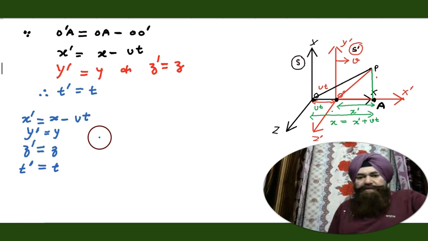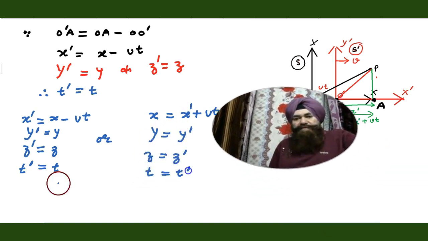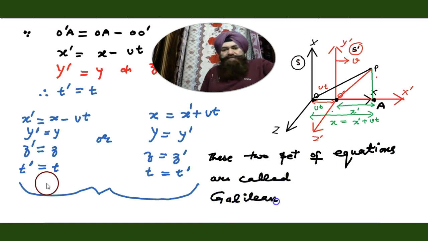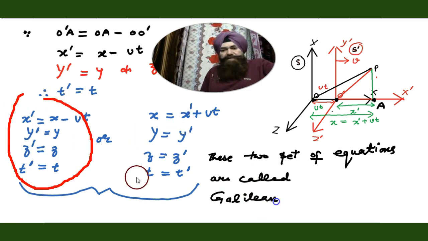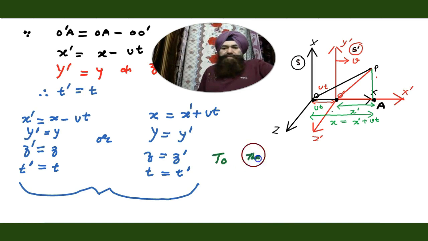So we are having a set of equations. These are called Galilean transformation equations, prime to unprime. And the reverse Galilean transformation equations are, so there are two sets of equations. One is the Galilean transformation equations, and the other is the inverse Galilean transformation equations.